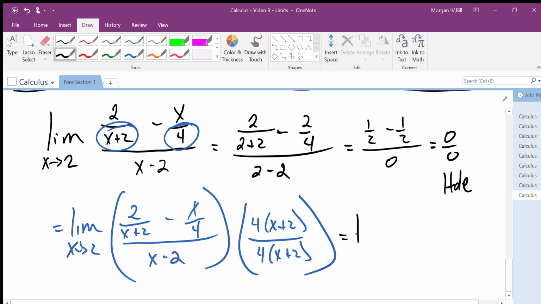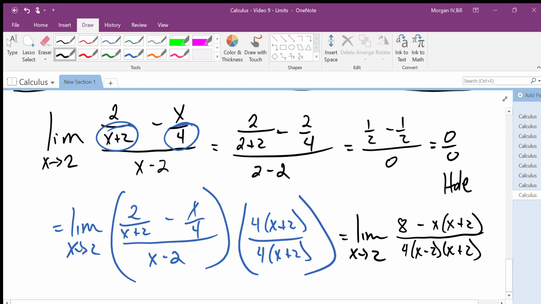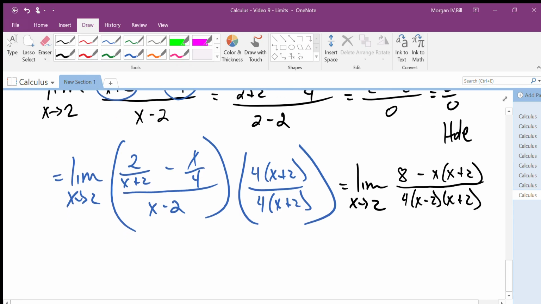And we just get the limit here as x approaches 2. The x plus 2's cancel. 2 times 4 gives me 8. No fraction there. Minus x over 4 times 4 times x plus 2. The 4's cancel in this case, and I get x times x plus 2. And in my denominator, you actually don't want to multiply these out. You want to leave this as 4 times x minus 2 times x plus 2, just all in this factored form here. The hope here is I'm eventually able to cancel out the x minus 2's. Okay, let's see what we have now.